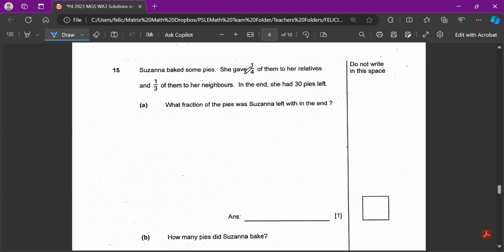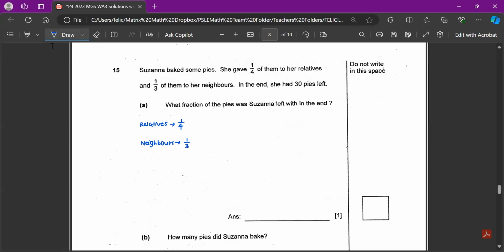Okay, so let's focus on the fraction first. So we know that relatives, she gave 1/4. So we shall just put down relatives. If you ask me, do I need to draw a model for this? You can. Let's say you prefer to draw a model, no issues. But I would think that actually it's not necessary. I will explain why later. So neighbors, I know she gave 1/3 of them.